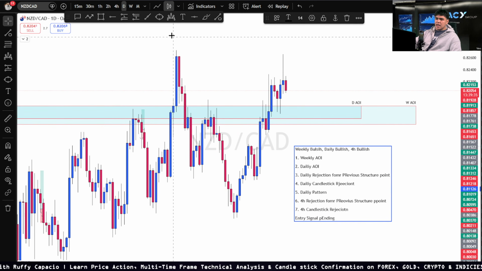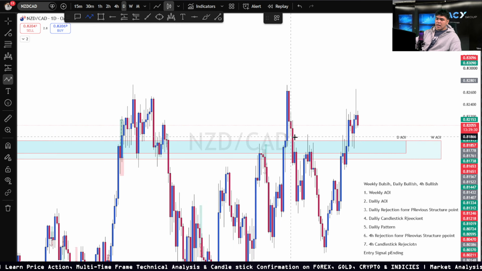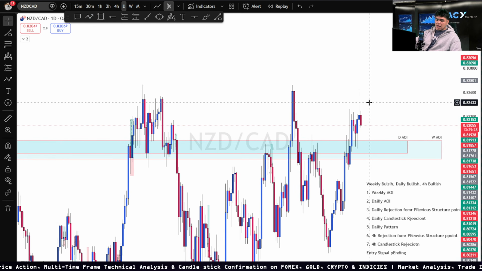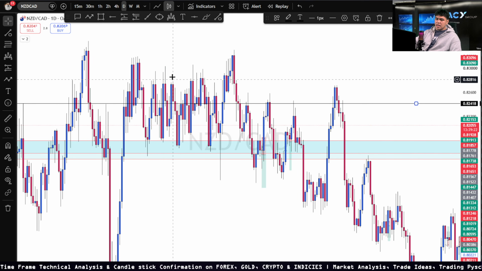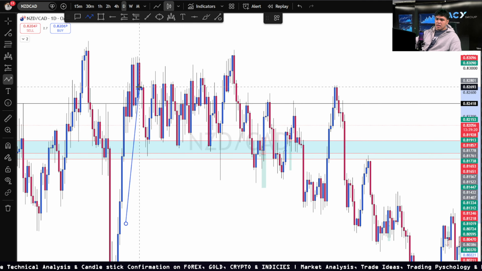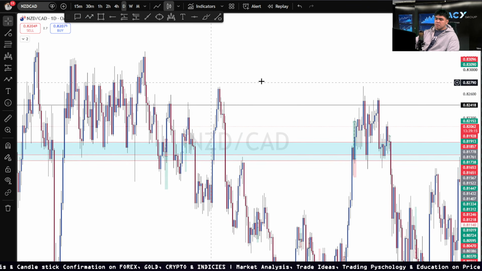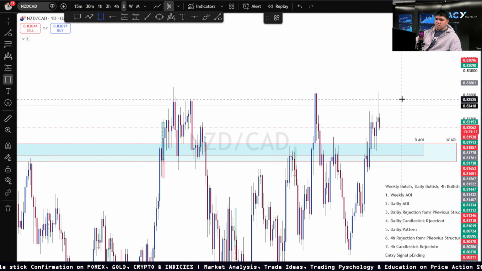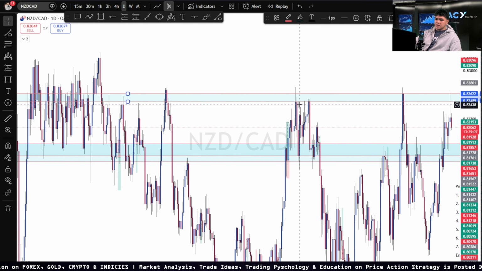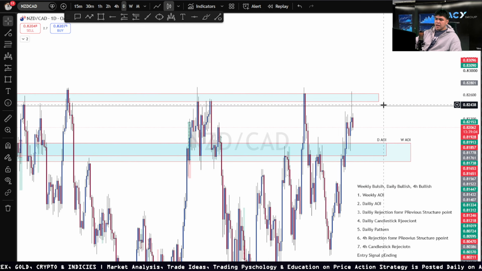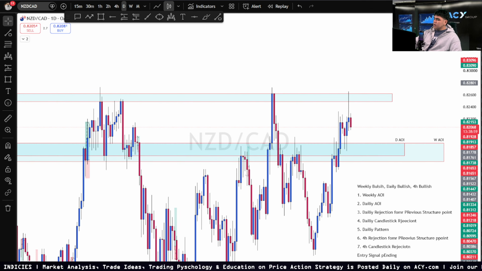NZD CAD. It is already having a retracement back to this daily and weekly support. I see that every time price reaches this level, you clearly see here, it will get back to the support level. Here, price approached and consolidated right inside this area. Probably there is a strong resistance level right here. Resistance, resistance, resistance, resistance. Price already approached the level and it reacted right after, right?